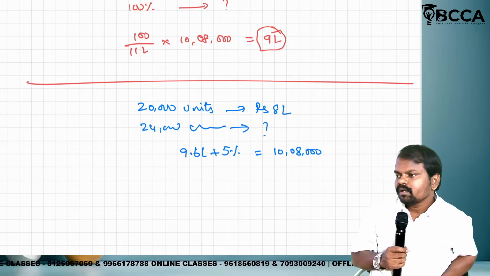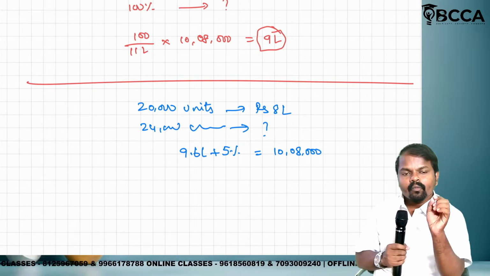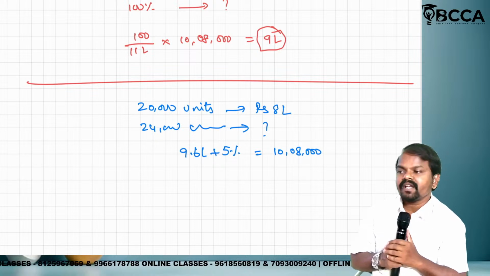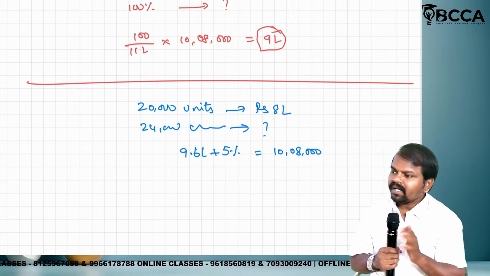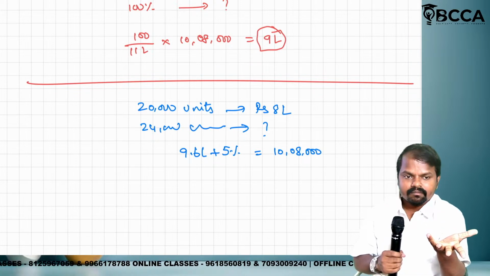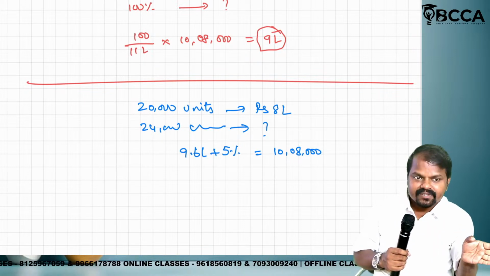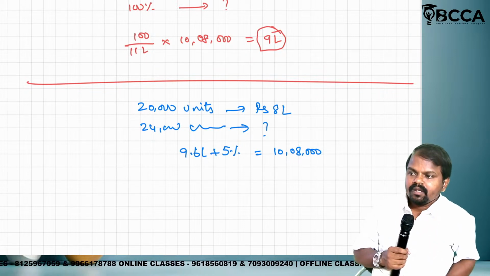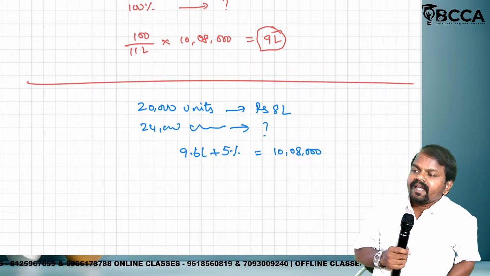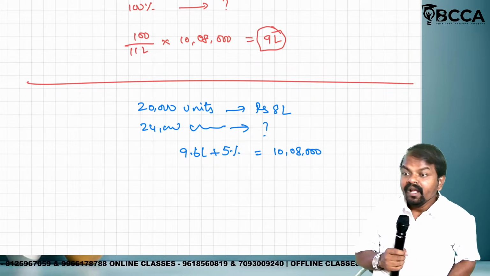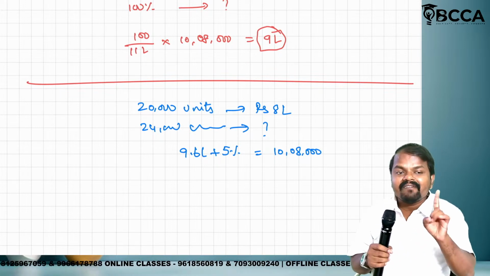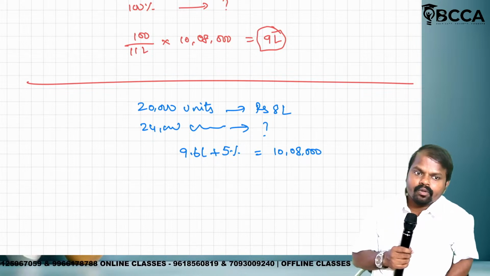Clear? One chef is there, a cooking person. He's a fresher. He doesn't have knowledge or experience in cooking. He makes 10 chapatis in 1 hour.